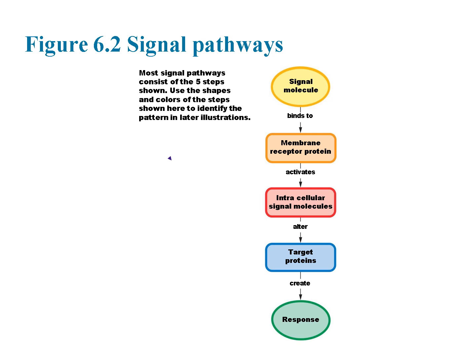Finally, the altered target proteins generate the cellular response. This response could involve changes in enzyme activity, altered gene expression, or even structural changes within the cell, depending on the type of signal received. These 5 steps form a fundamental blueprint for signal transduction, ensuring that cells respond appropriately to their environment and maintain proper function within the body.